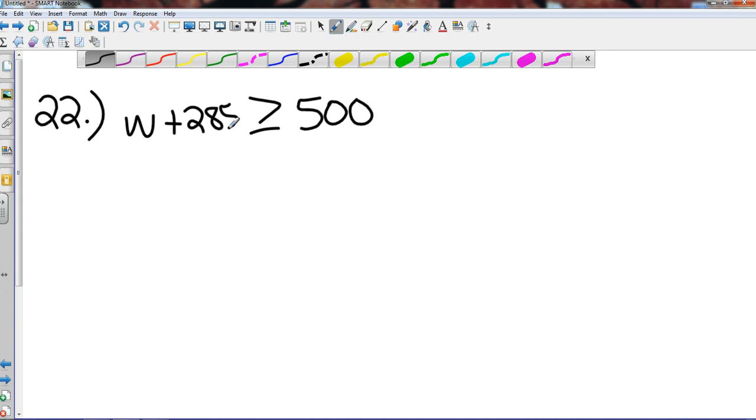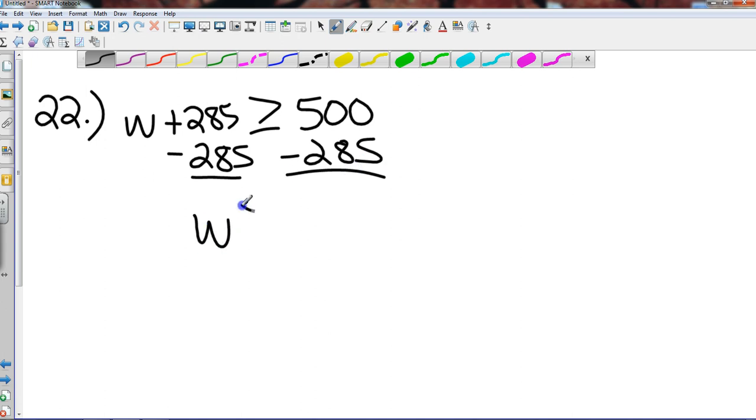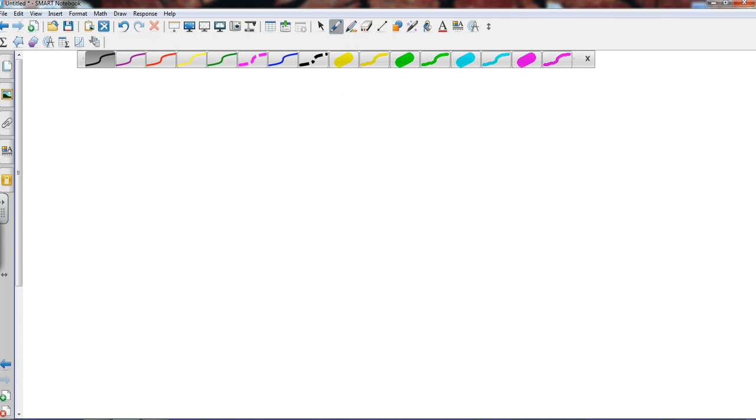All you got to do is write the equation. Second check mark, got to solve it. Piece of cake. What do we do? Subtract 285. And so we end up with the amount of words we need to write is going to be greater than or equal to 215. Okay, star, star for the answer and for the equation. Number 23.